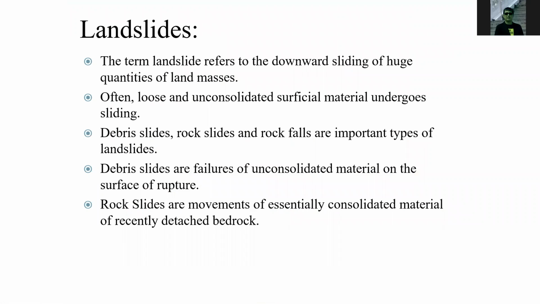The term landslide refers to the downward sliding of huge quantities of land masses. Often loose or unconsolidated superficial material undergoes sliding. Debris slides and rockfalls are important types of landslide. Debris slides are failures of unconsolidated materials on the surface of rupture. Rock slides are movement of essentially consolidated material of recently detached bedrock. So these are different scenarios of landslide.